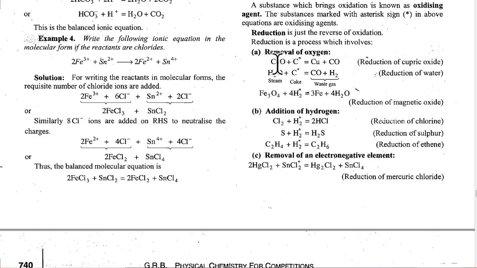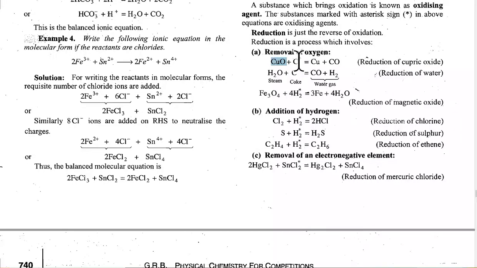Oxygen is removed from CuO. The CuO gets converted into Cu. So we read it in this manner that cupric oxide gets converted, or gets reduced, into copper. But here carbon is getting oxidized. Carbon is oxidized into carbon monoxide. So here reduction of cupric oxide is taking place by this carbon.